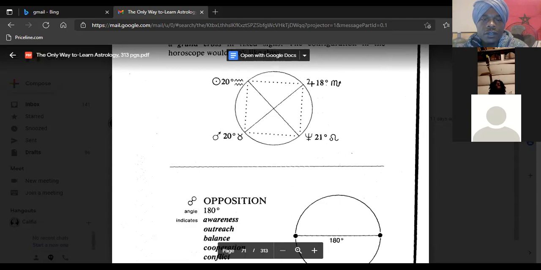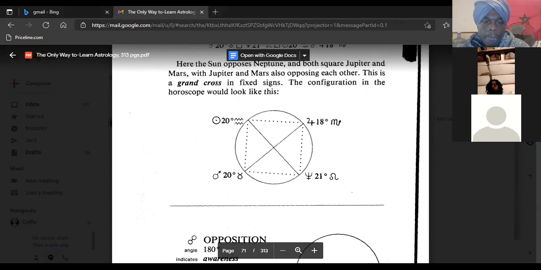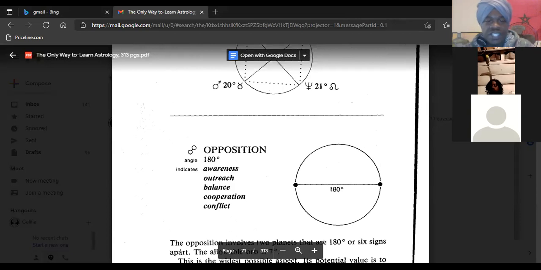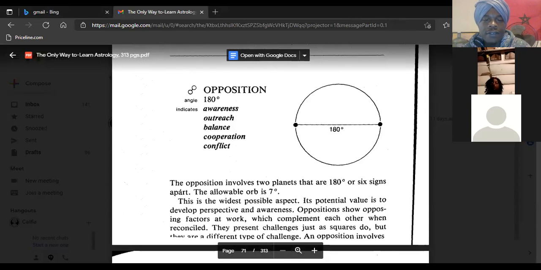Fixed signs. Let that sink in. Here's an opposition schematic, 180 degrees, which indicates awareness, outreach, balance, cooperation, and conflict.